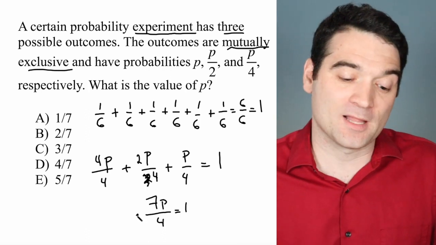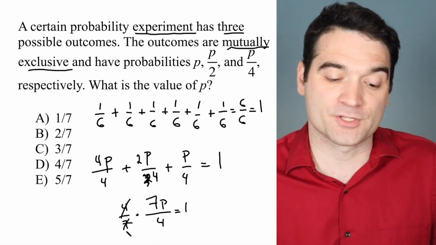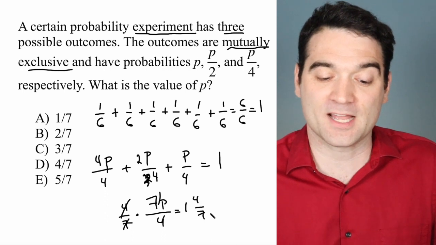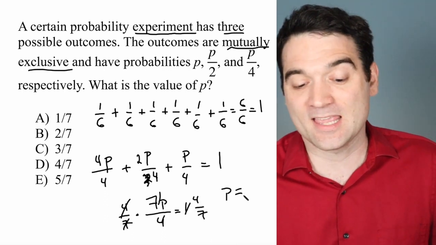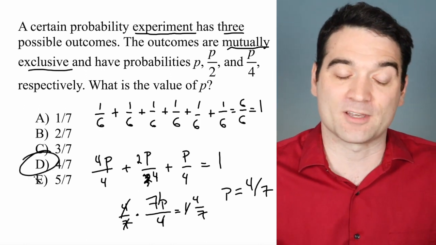And if I multiply top and bottom right there by 4 over 7 so that those cancel out, I do the same thing to this side. I find that P equals 4 over 7. Answer option D.